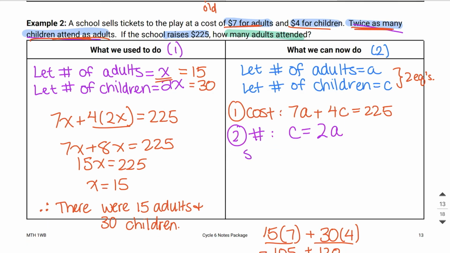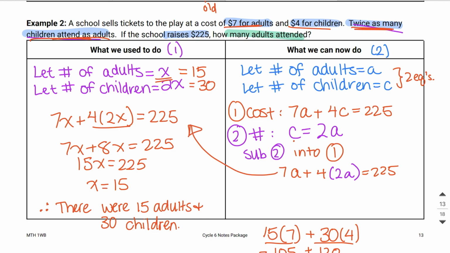And now I can sub 2 into 1. And here I would get 7a plus 4 times 2a equals 225. And then I'm back to this spot right here.